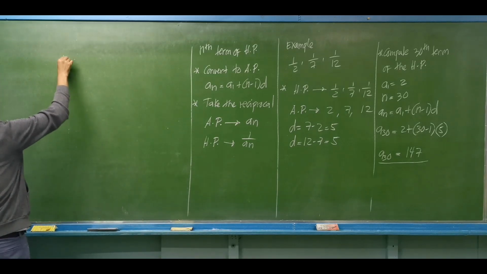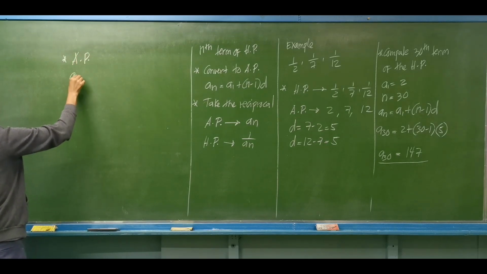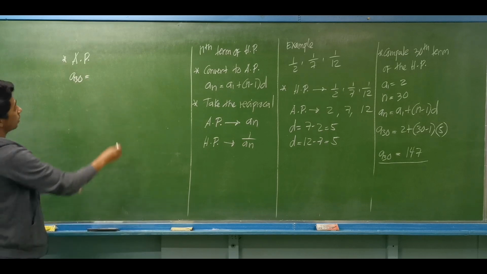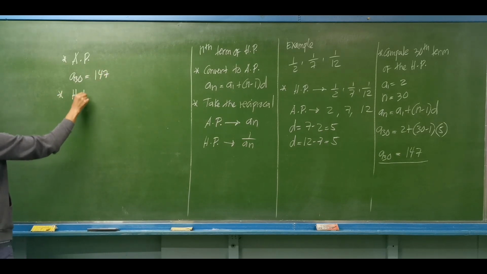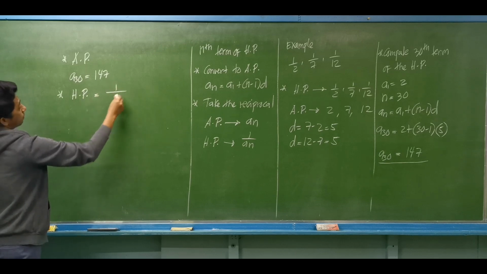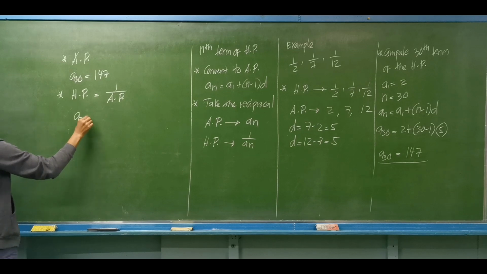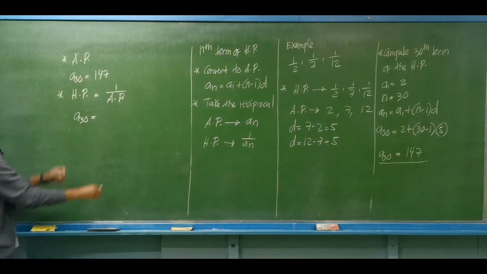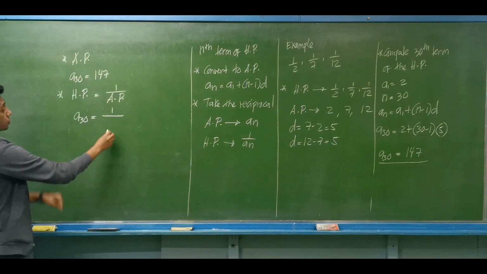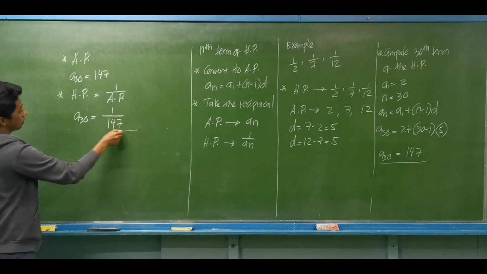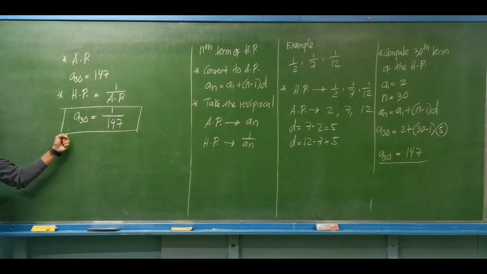Under the arithmetic progression, our a sub 30 is 147. Again, harmonic progression is the reciprocal of the arithmetic progression. Therefore, our a sub 30 under harmonic progression is basically 1 over the 30th term of the arithmetic progression, which is 1 over 147, and this will be our answer. So this is our first example.